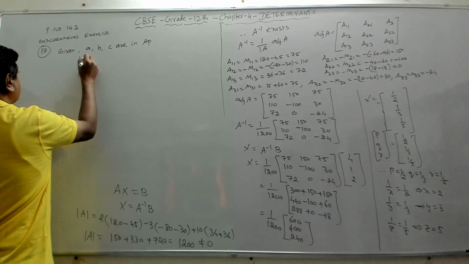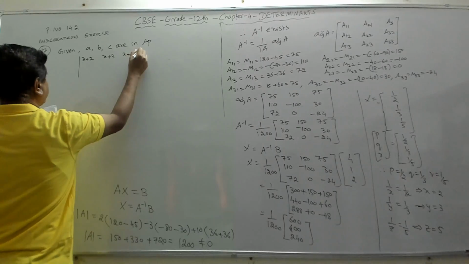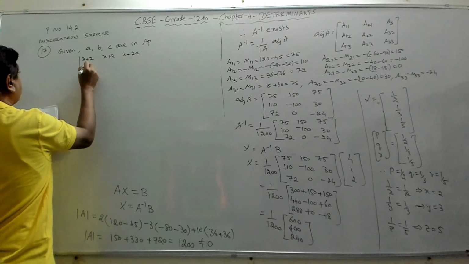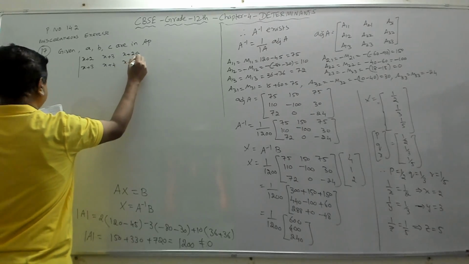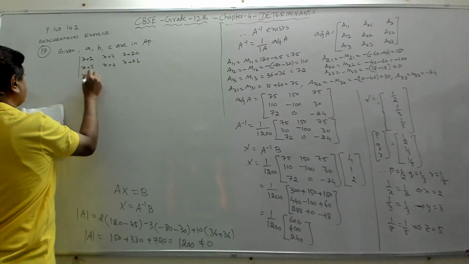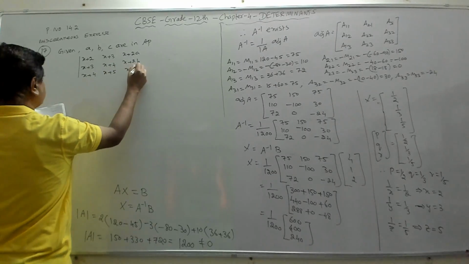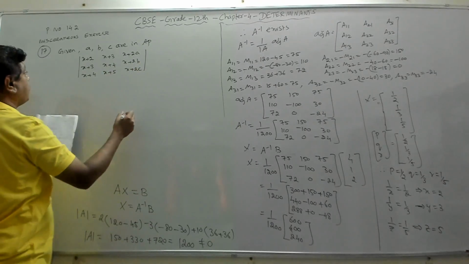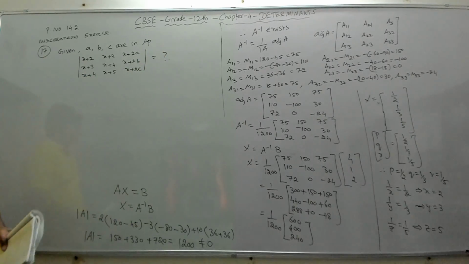So what is the value of the determinant? It is x plus 2, x plus 3, x plus 2a; x plus 3, x plus 4, x plus 2b; then x plus 4, x plus 5, x plus 2c. Now, the value of this is equal to what?